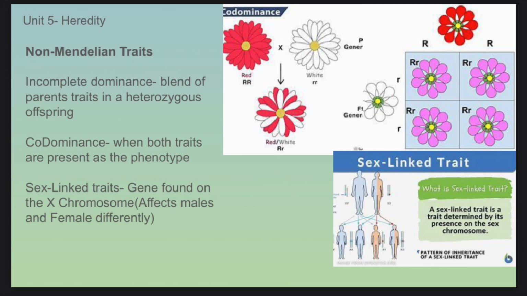Okay, so next is non-Mendelian traits. One of them is incomplete dominance. It's a blend of the parents' traits in the heterozygous offspring. So as you can see, red and white make pink. So those are the two traits combined. Now codominance is when both traits are presented in the phenotype. So as you can see on the left side, the white and red are both being presented. So red and white traits are both expressed.